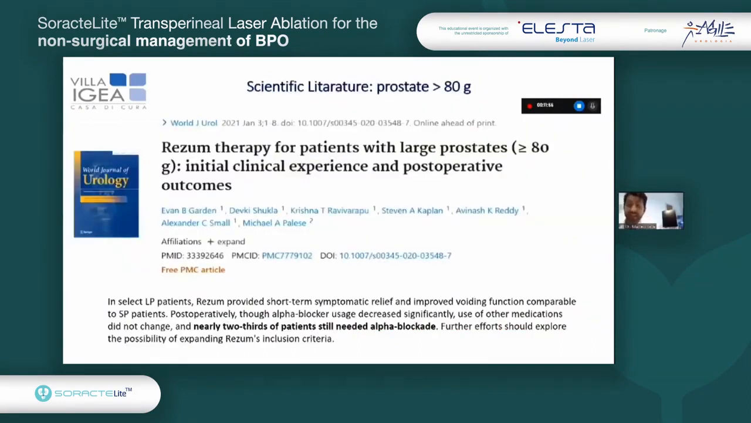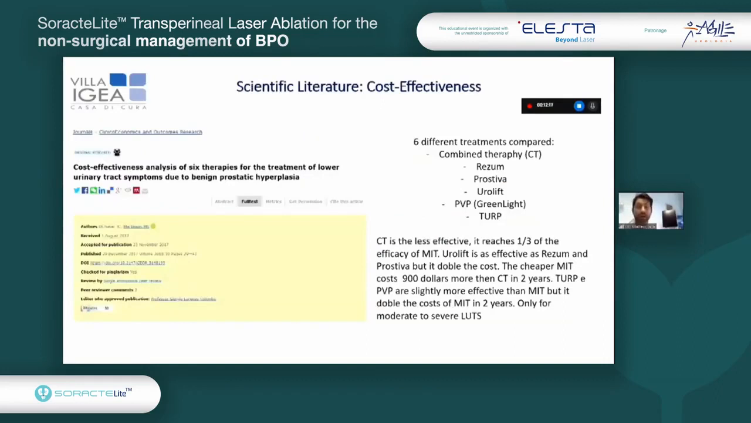Prostate greater than 80 milliliters. Can we treat it? The authors of this study, from 2021, are really enthusiastic about this. But if you see the result, nearly 2/3 of the patients still need alpha blockade. So I wouldn't be that enthusiastic. But you know, we will see in the future what is going on.